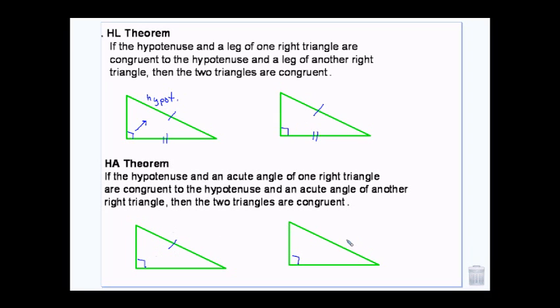Likewise, if your hypotenuses, whatever it is, are congruent and either of these angles, not the right angle, but the other angles are congruent, then you also have congruent triangles. So hypotenuse leg, hypotenuse angle. And it can be either angle or it can be either leg. And that's true because the Pythagorean theorem makes it true.